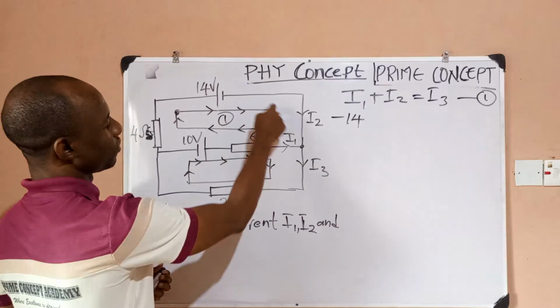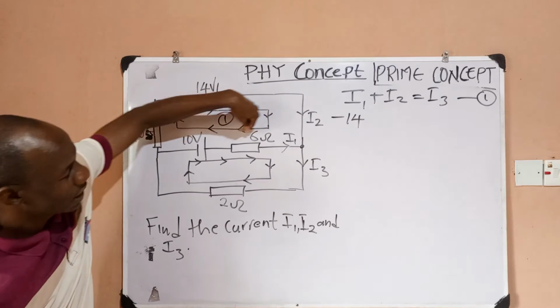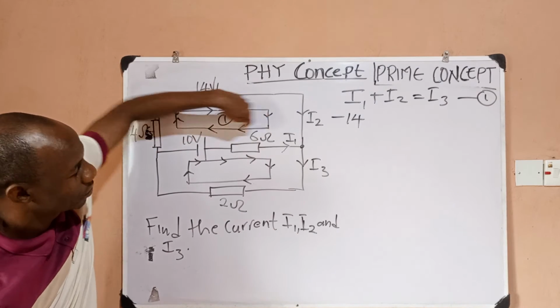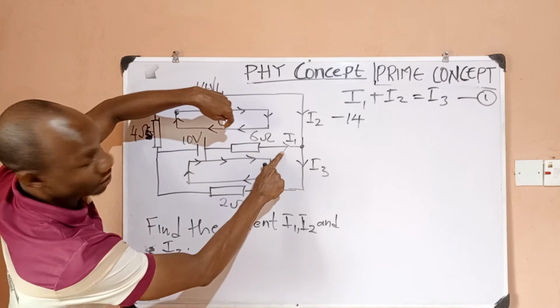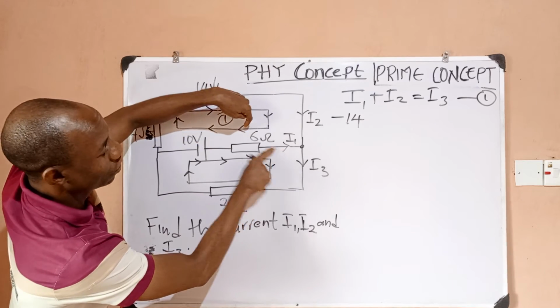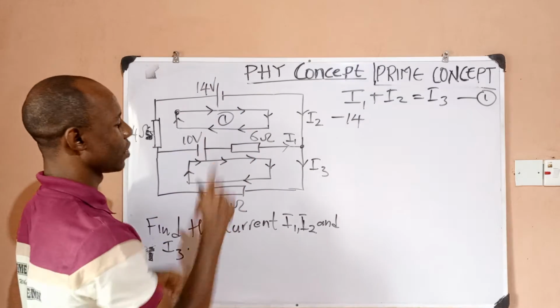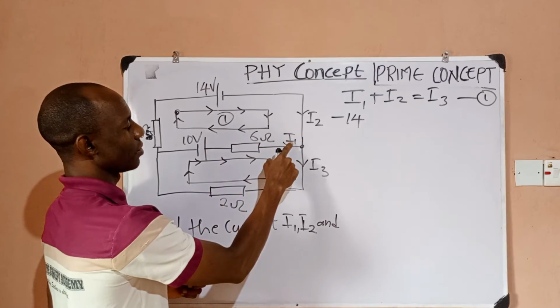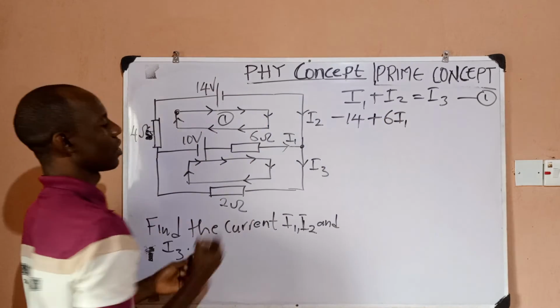If I continue my loop movement, it will come down and start going like this. This is the direction of my loop. But if you watch, the current is moving like this. This is the current direction. Current and loop are in opposite directions, so the voltage drop here is going to be positive. So I have plus 6 times I1, which is the current there.